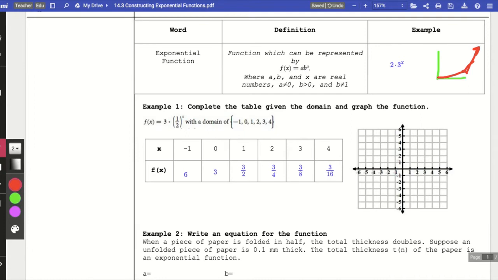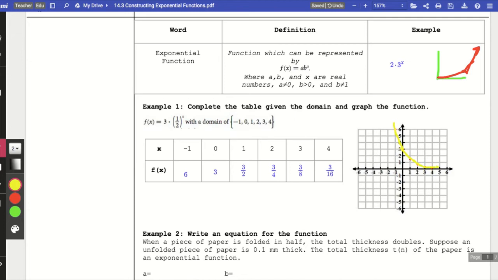So my first point is at negative 1, 6, which is way up here. And then I have a point at 0, 3. And then 1 and 3 halves, which remember is 1 1/2. 2 and 3/4. 3 and 3/8, which is a little bit less than a half. And then 4 and 3/16. So as you can see, I'm getting closer and closer to 0 as I graph the points. And we would expect it to get infinitely close to 0, but never actually reach 0.